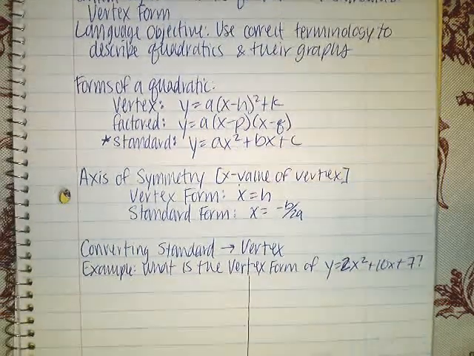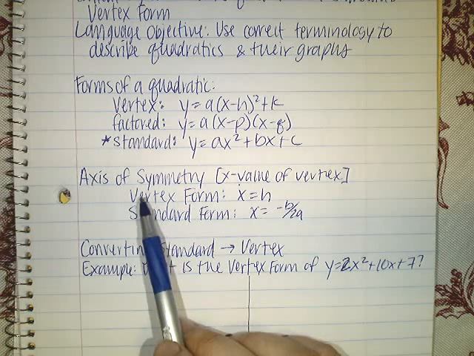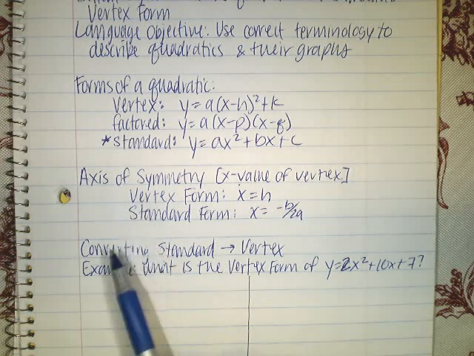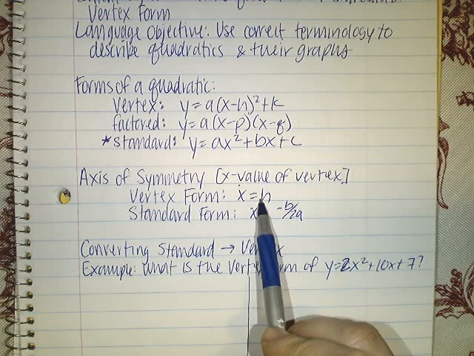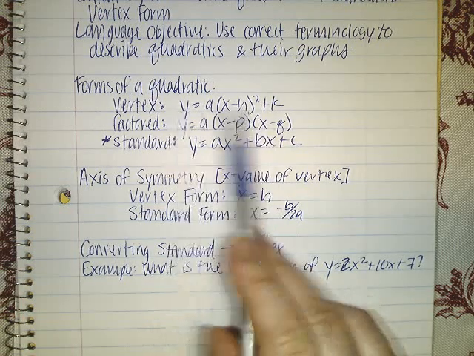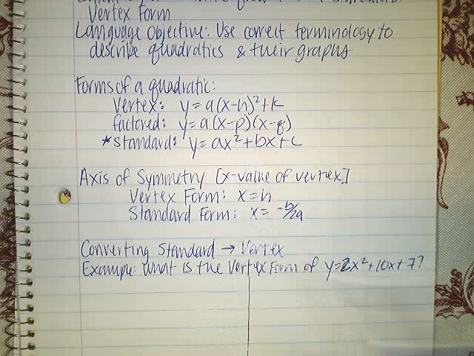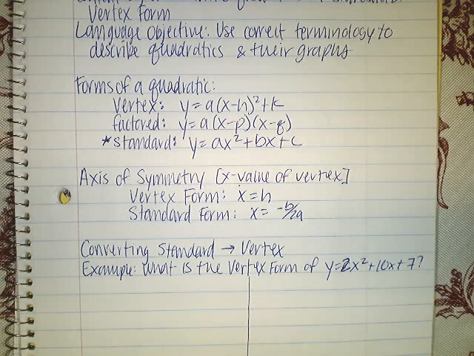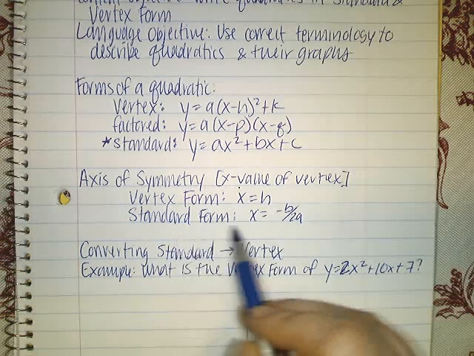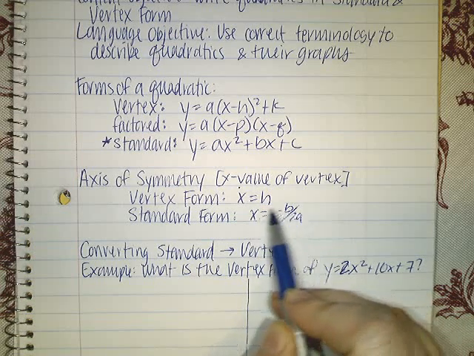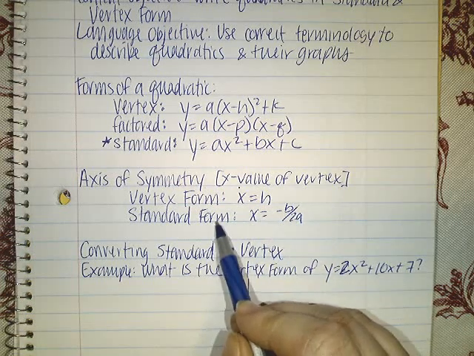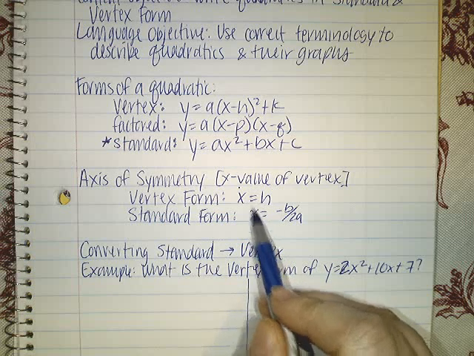So first thing I want to refresh your memory on is the axis of symmetry. We talked about this last lesson. In vertex form, our axis of symmetry is just x equals h. It's the x value of the vertex every single time. In today's lesson, our axis of symmetry is going to be x equals negative b over 2a. That's what we're going to use to get our graph from standard to vertex form.